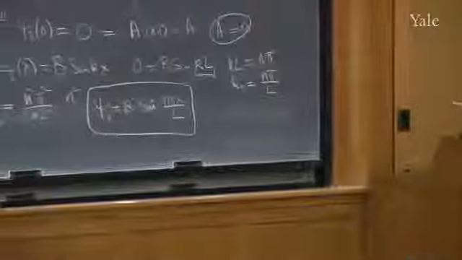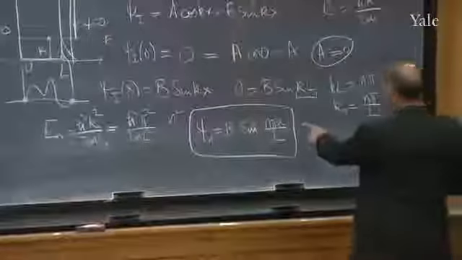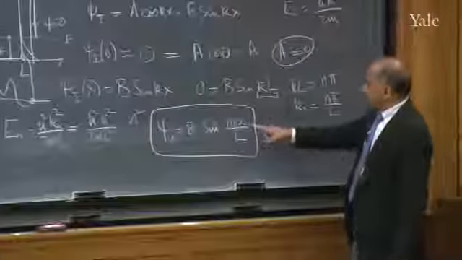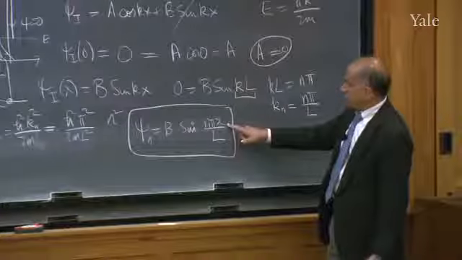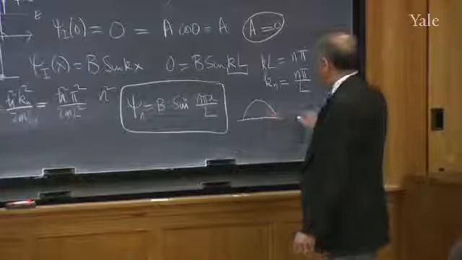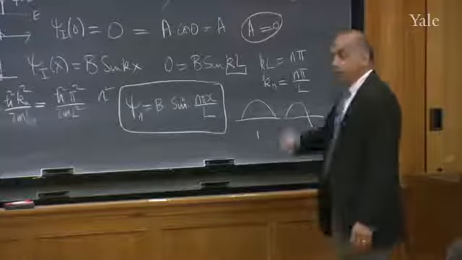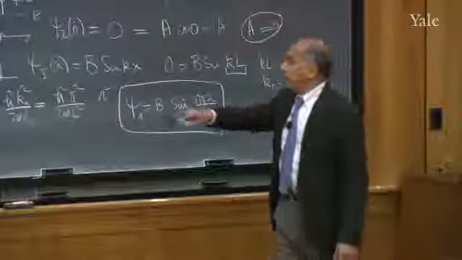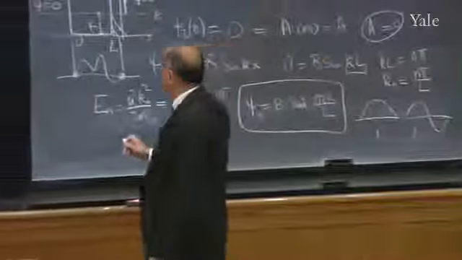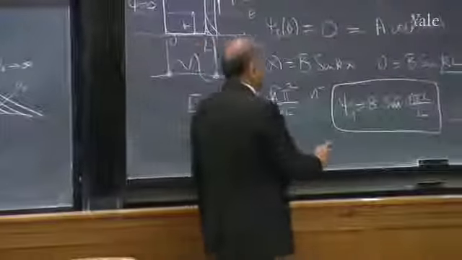The sine function is very nice. It vanishes on the left end because when x is 0, it's gone. When x is equal to L, the argument of the sine is a multiple of pi. It vanishes. So it looks like this when n is equal to 1. It looks like that when n is equal to 2, and so on. So it's got more and more wiggles in the region in between, but they are designed so that they vanish precisely at the edges.